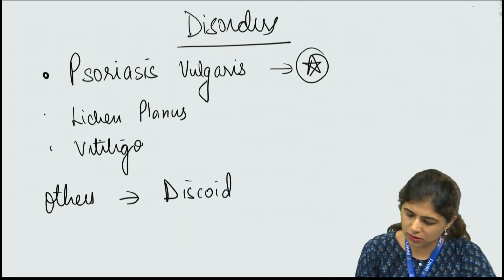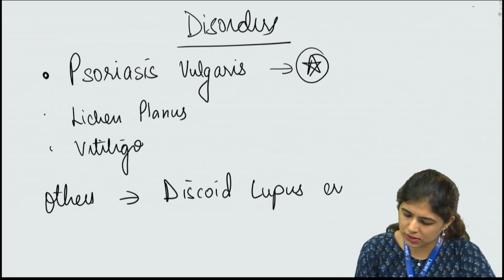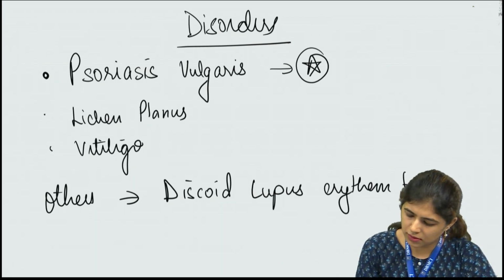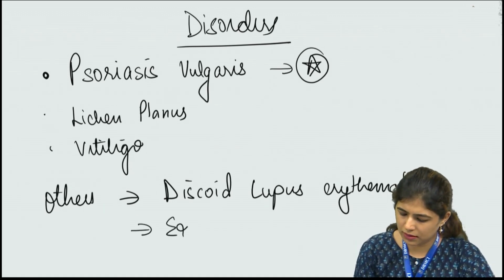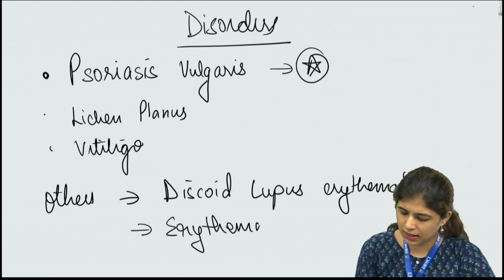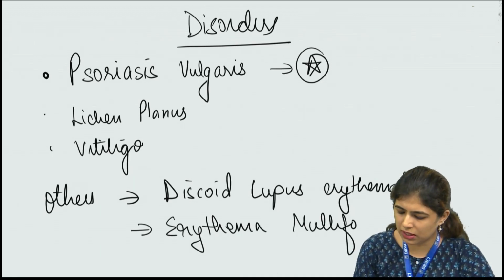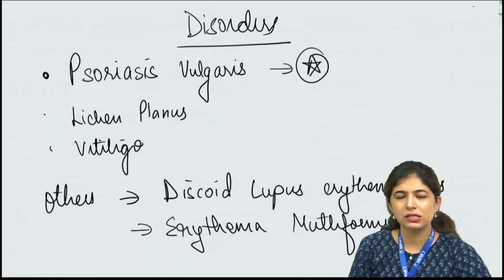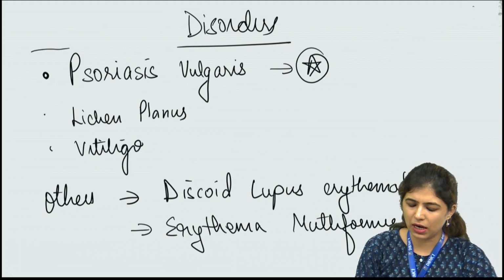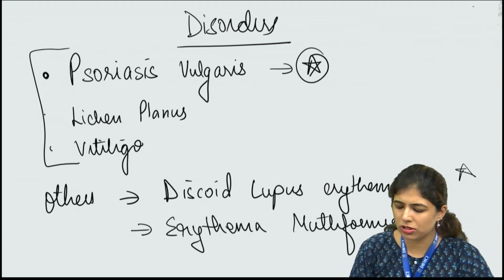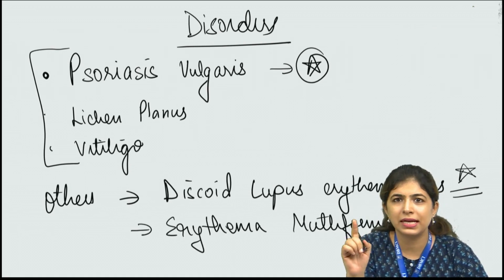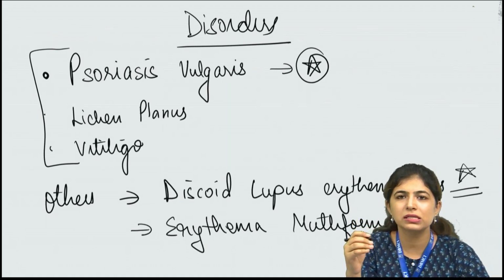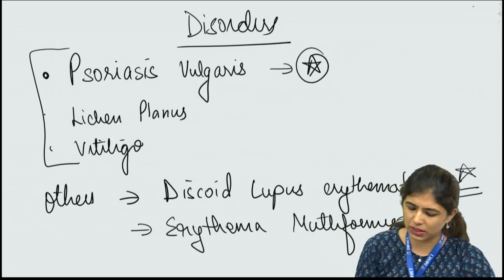discoid lupus erythematosus, and erythema multiforme. 2 different instances of such a question in PGI. Apart from these 3 options, one question had this, the other question many years apart had this as an option. So please remember DLE and erythema multiforme as the other rare causes of Koebner's phenomena.